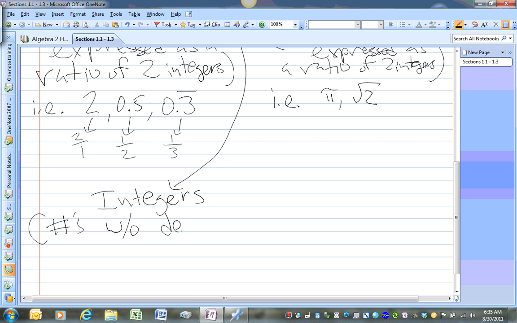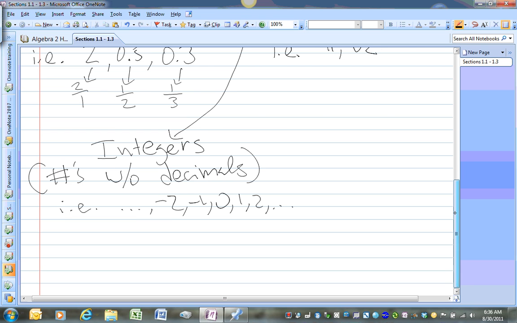without decimals. So examples would be the following. -2, -1, 0, 1, 2, dot, dot, dot. So we could have -50, -1,000,000. We have 50, we have 1,000,000. And of course, a bunch of numbers in between. Numbers larger than 1,000,000, and less than -1,000,000. So those are what integers are. Kind of like whole numbers, but you could have negative numbers as well.